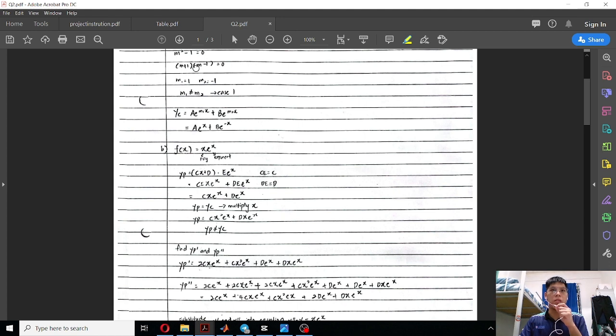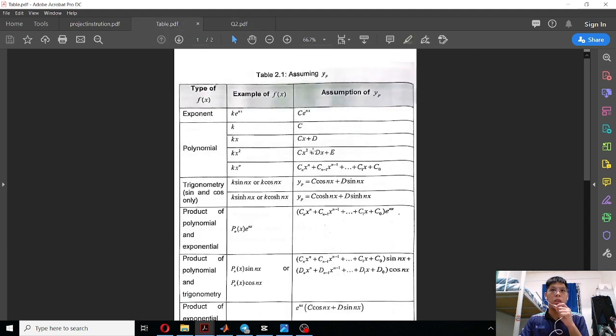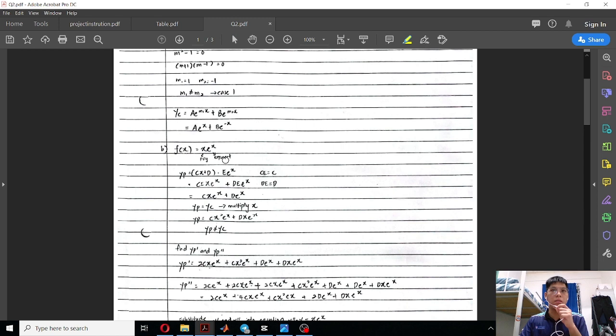So the assumption for yp is (cx plus d) times e exponential power of x. We just do the multiplication of this equation, so we get cx e exponential power of x plus d e exponential power of x. And we know that ce equals c and de equals d, so simplifying, it will be cx exponential power of x plus d exponential power of x.